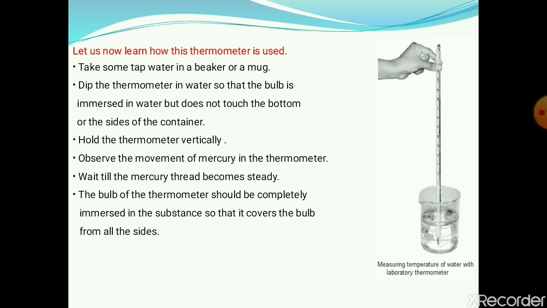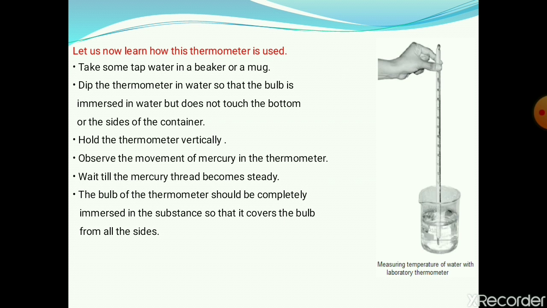Let us now learn how this thermometer is used. Take some tap water in a beaker or a mug. Dip the thermometer in water so that the bulb is immersed in water but does not touch the bottom or the side of the container. If it touches the bottom or side of the container, then it will measure the temperature of the container.